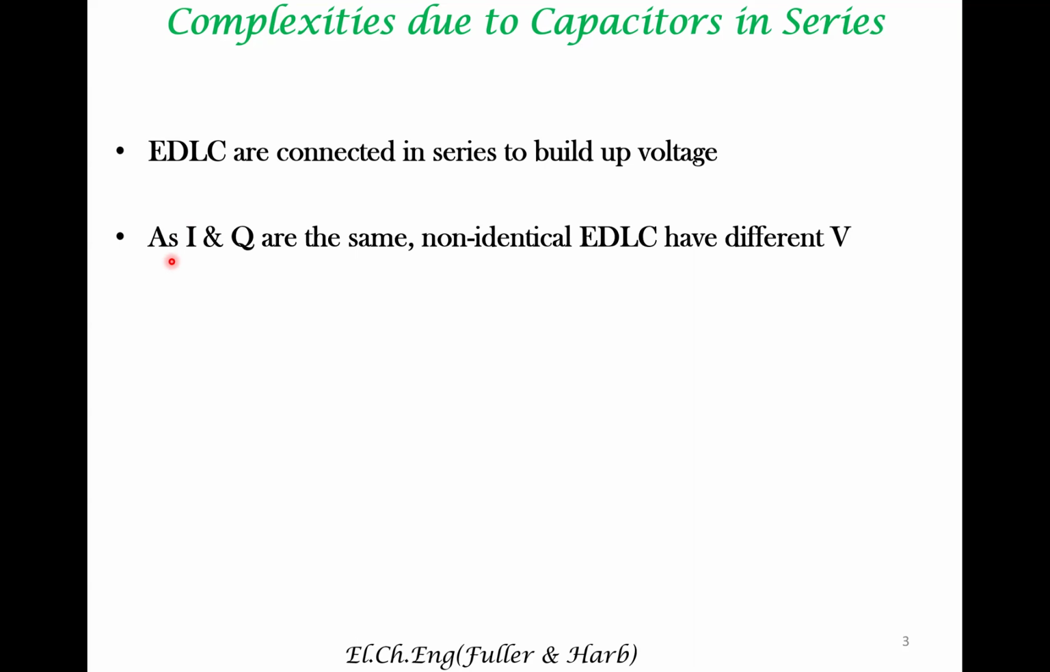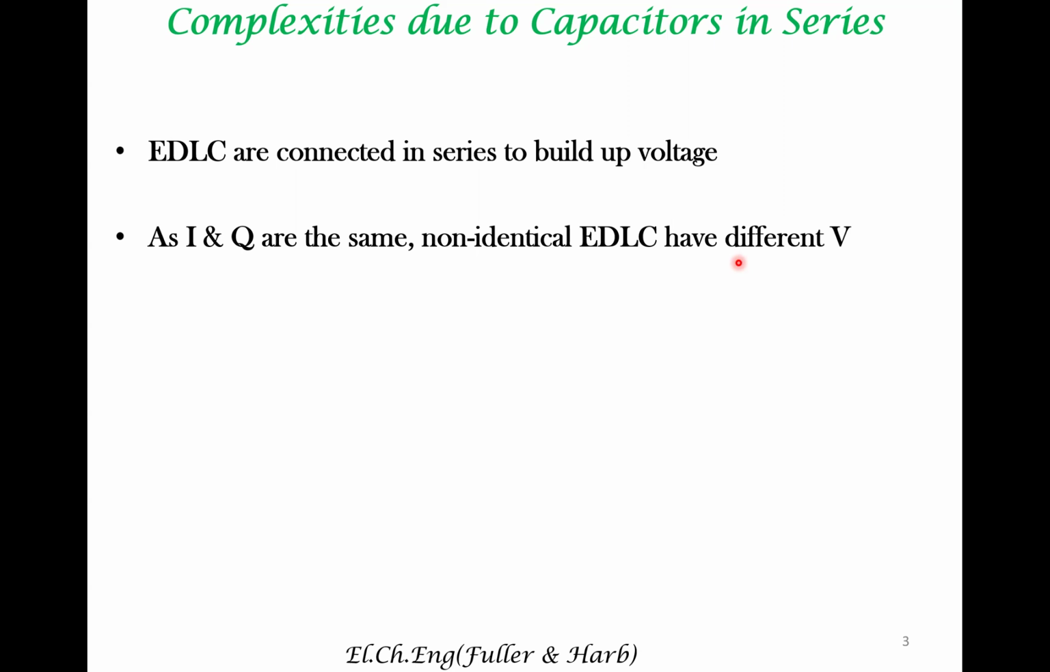Q is equal to C times V. Therefore, when one of the capacitors has lesser capacitance for some reason, perhaps it's defective, one of the electrodes is defective and so on, then because of lesser capacitance, you want to keep Q the same.